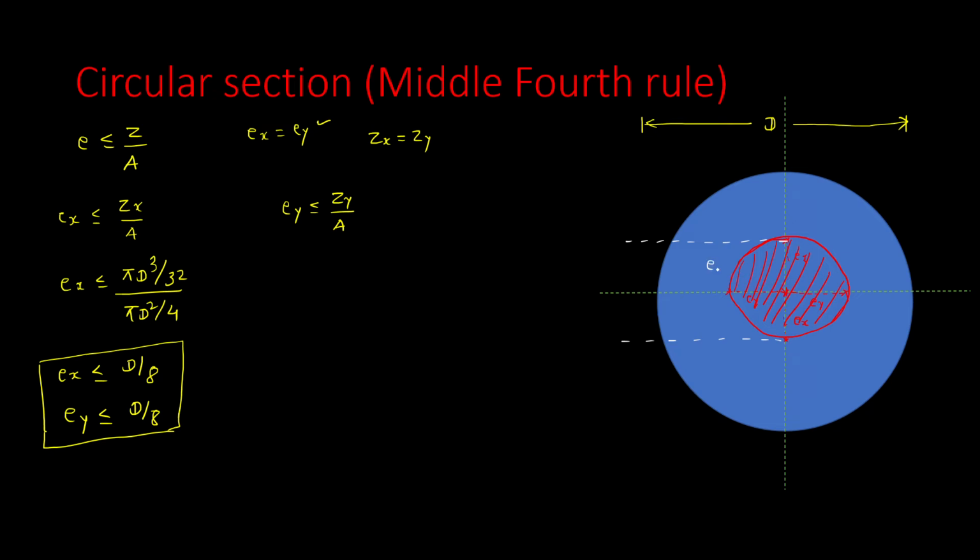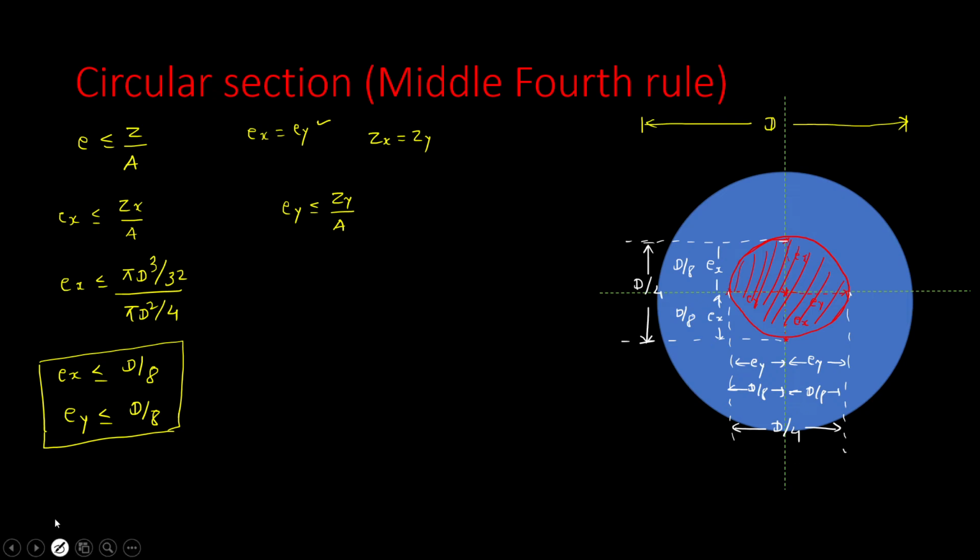What is this distance? This is Ex. Similarly, this is also Ex. Now what is the maximum value of Ex here? D by 8. That means this is D by 8, and this is also D by 8. So D by 8 plus D by 8, the total distance is D by 4. Similarly, on the y-axis, this distance is Ey, this is also Ey, this is D by 8, D by 8. D by 8 plus D by 8, the total is D by 4.